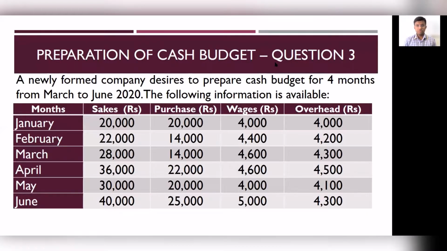In this session, we would be working out another numerical on the preparation of cash budget. The question goes like this. A newly formed company desires to prepare a cash budget for 4 months from March to June. So which means the budget that we will have to prepare will be for 4 months: March, April, May, and June.